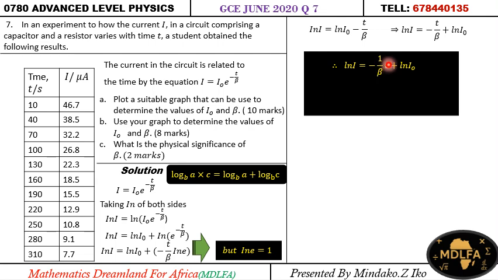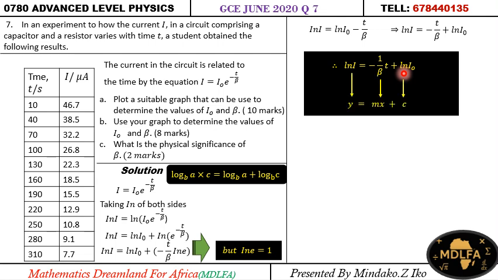So t is actually changing. t is a variable because it is changing, but negative 1 over beta is a constant. So it means we are plotting the graph of ln I against t with our slope negative 1 over beta and our intercept ln I naught. So either you write that statement or you use this other format.